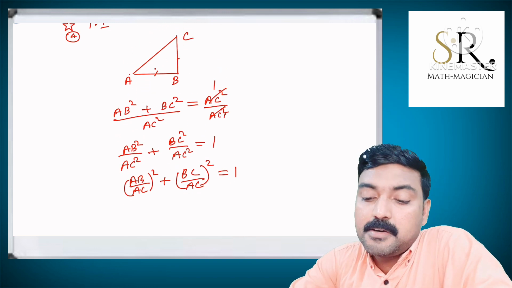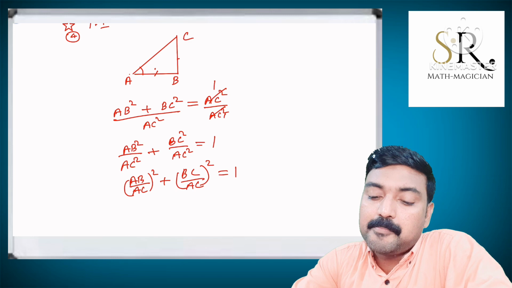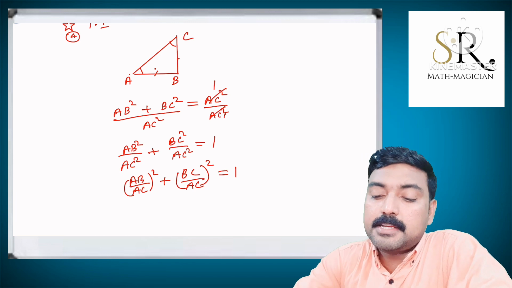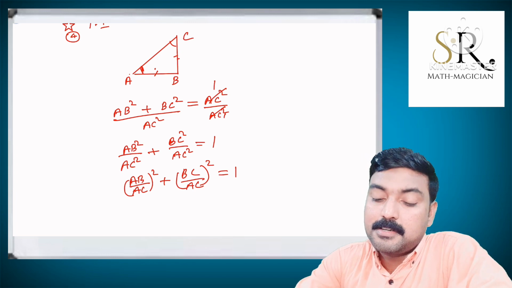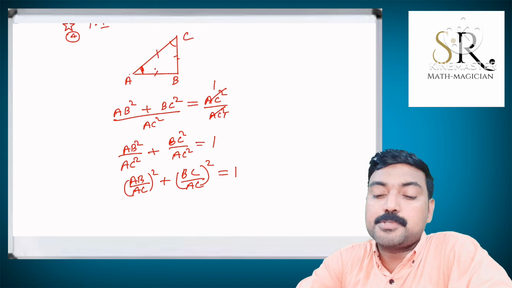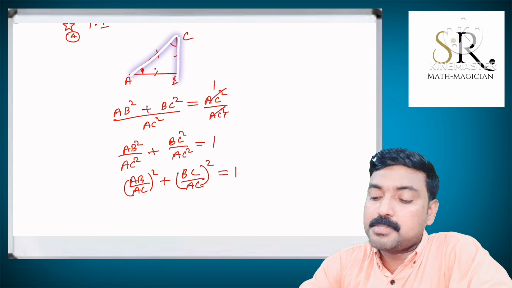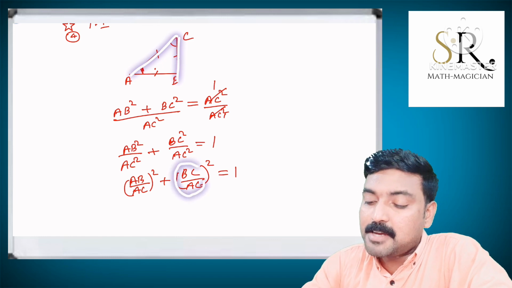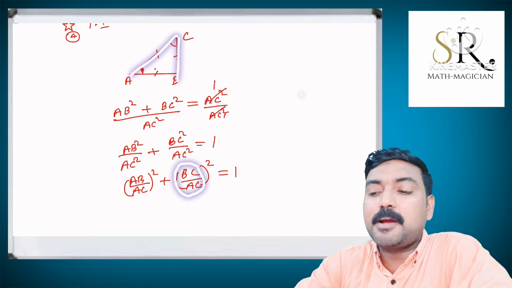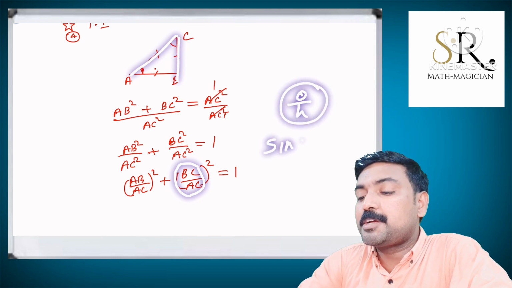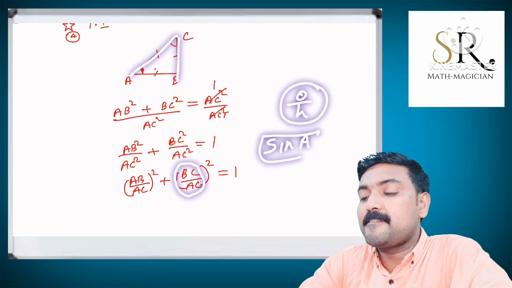Now just to observe, what is angle A? Either angle A or angle C, any one we can select. If we select angle A, BC is the opposite side and AC is the hypotenuse. Same BC by AC is coming here. What is opposite by hypotenuse? Opposite by hypotenuse, we will call that ratio sin A.